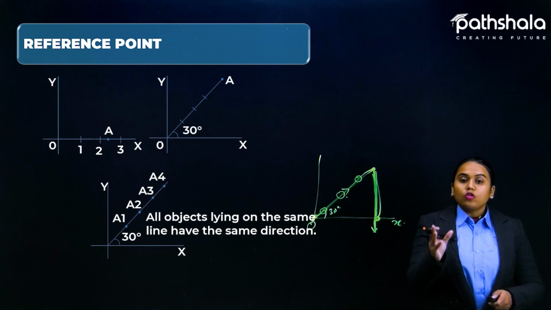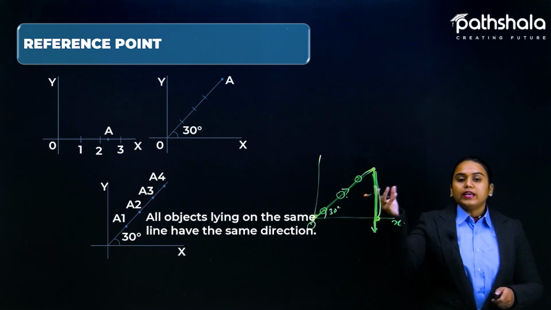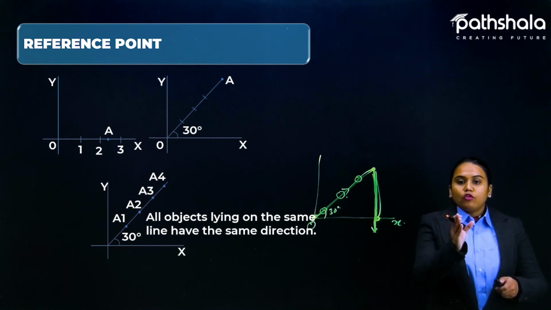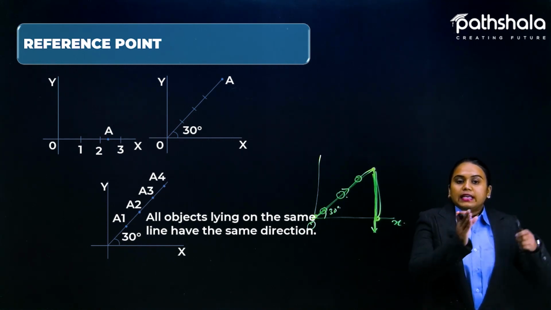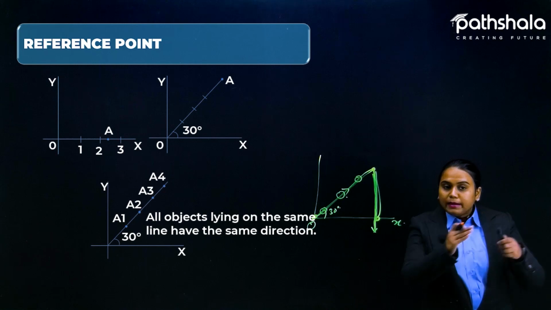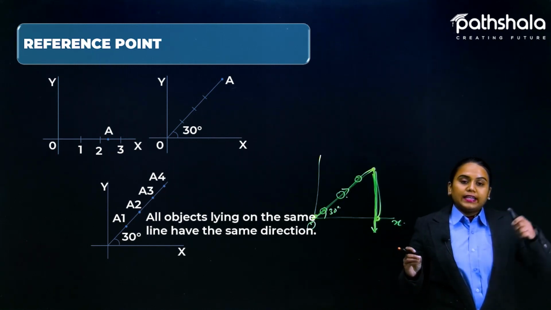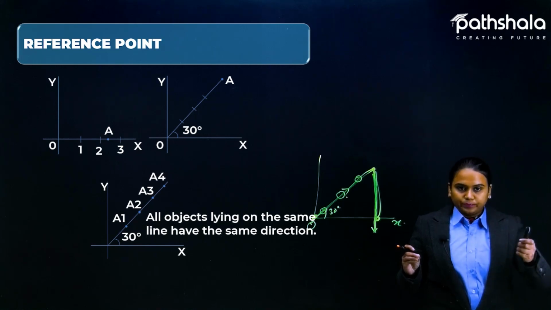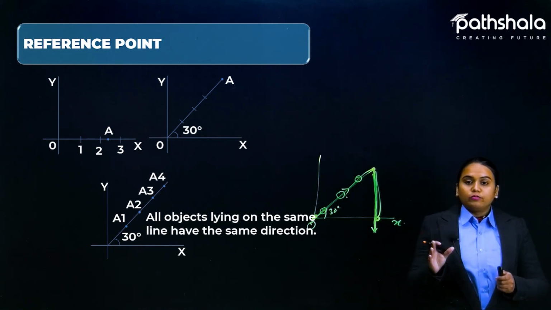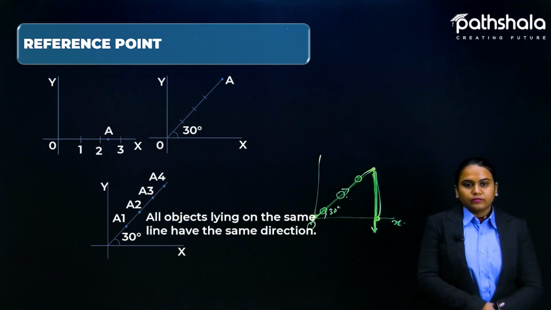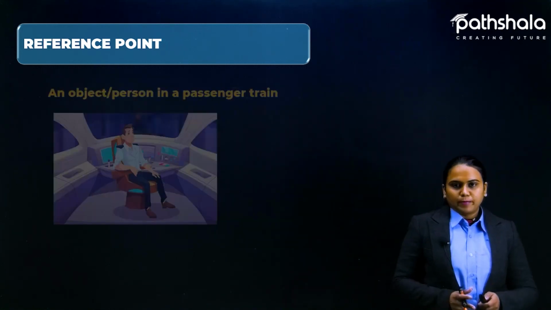So is this now changing the reference of the position O? Now you can say that A4, A3, A2, A1, yes, it is moving in the same direction. So for this reference, you can say that it is in motion. So all objects lying on the same line have the same direction. Let us take one more example for it.